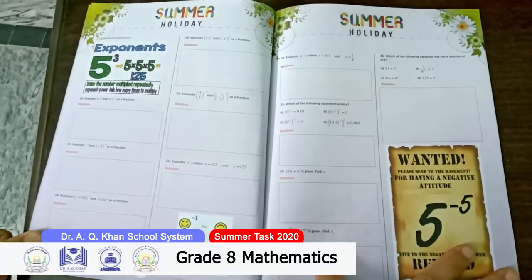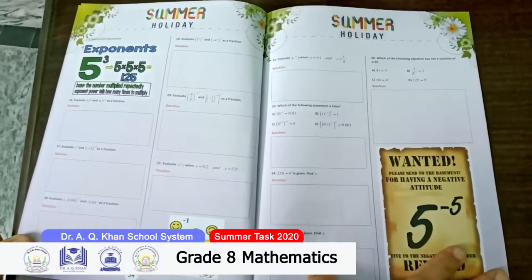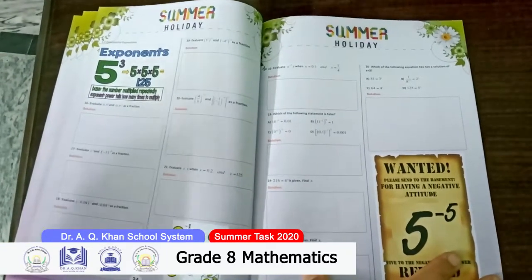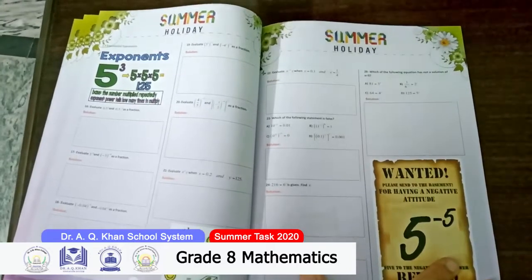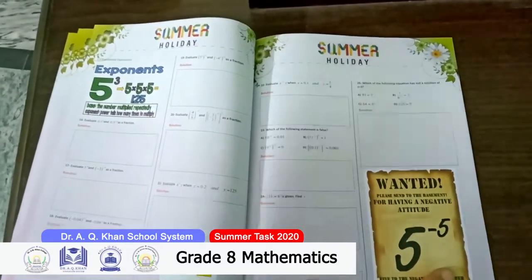फॉर एग्जांपल इफ़ यू हैव बीन गिवन 5 power 3, that means you have to multiply 5 three times, and the result will be 125. Similarly, if you have 2 raised to power 3, that means you have to multiply 2 three times and you will get the answer 8.